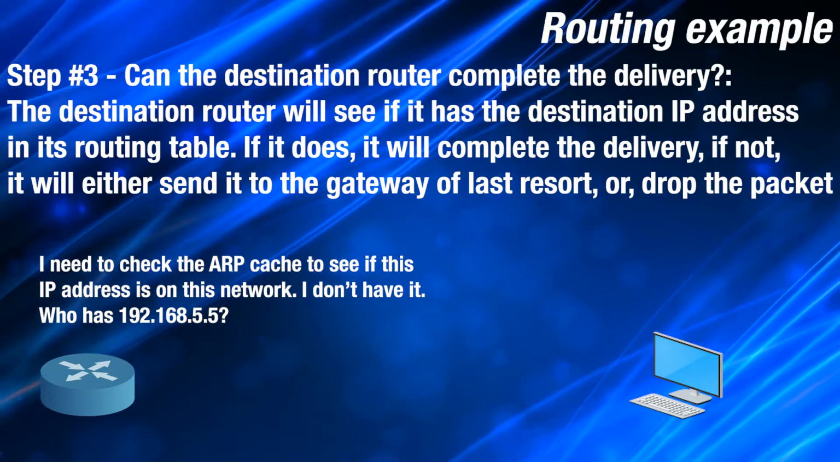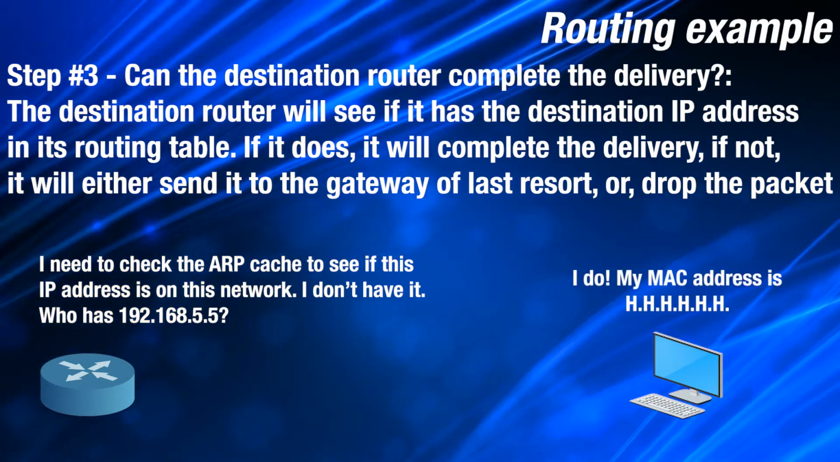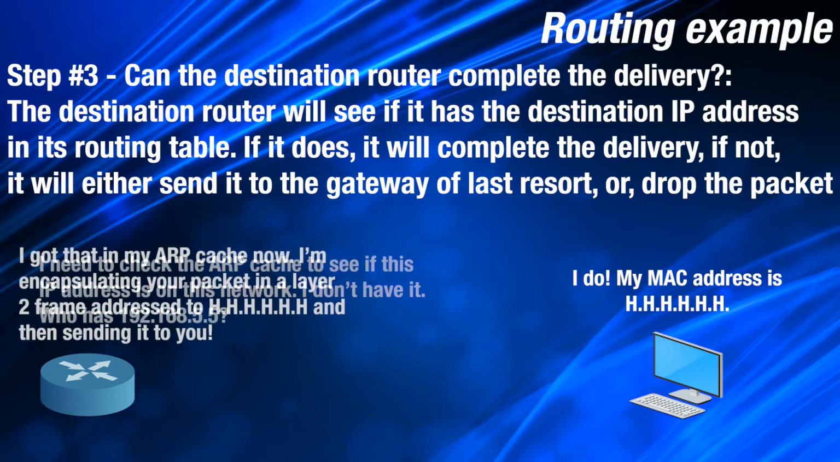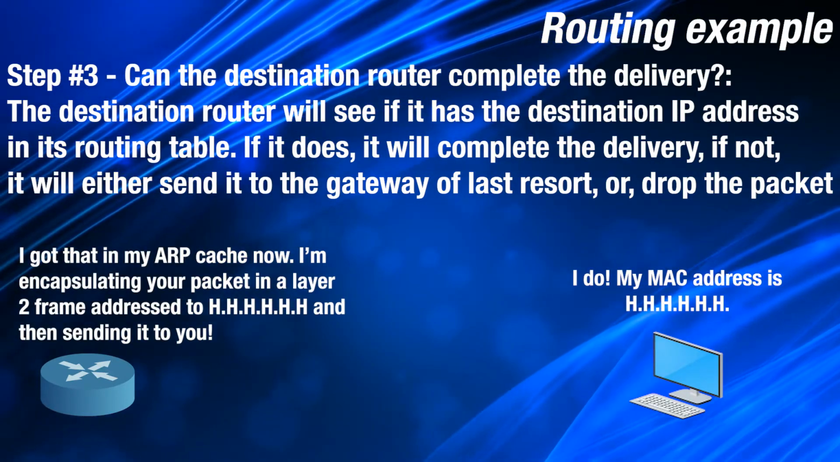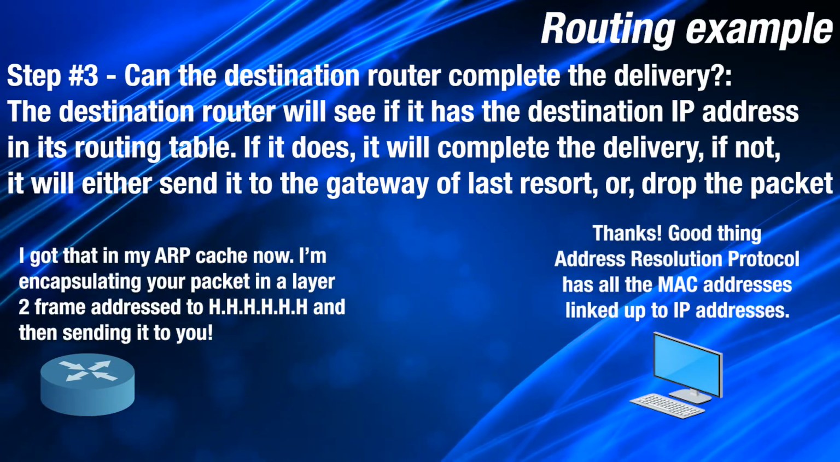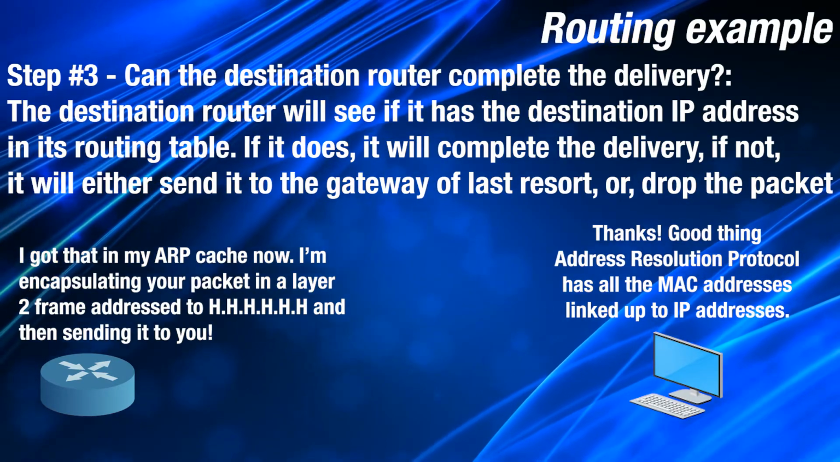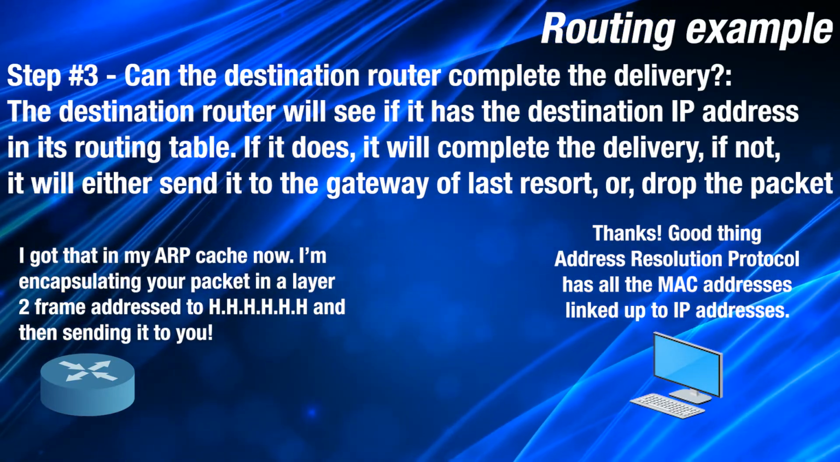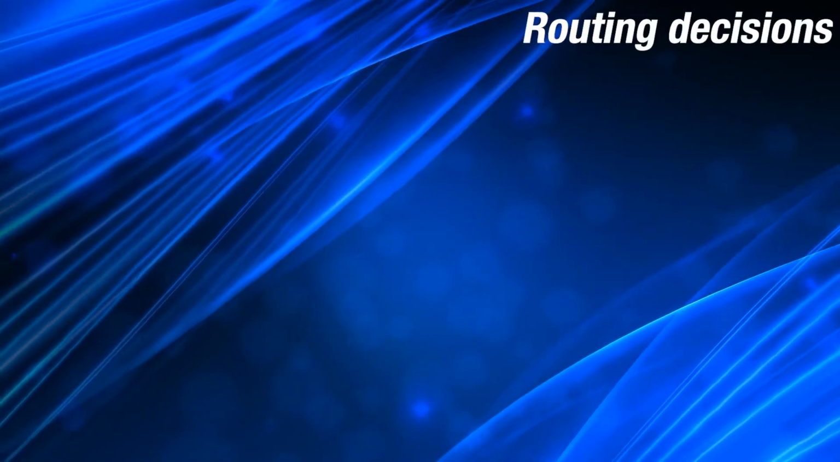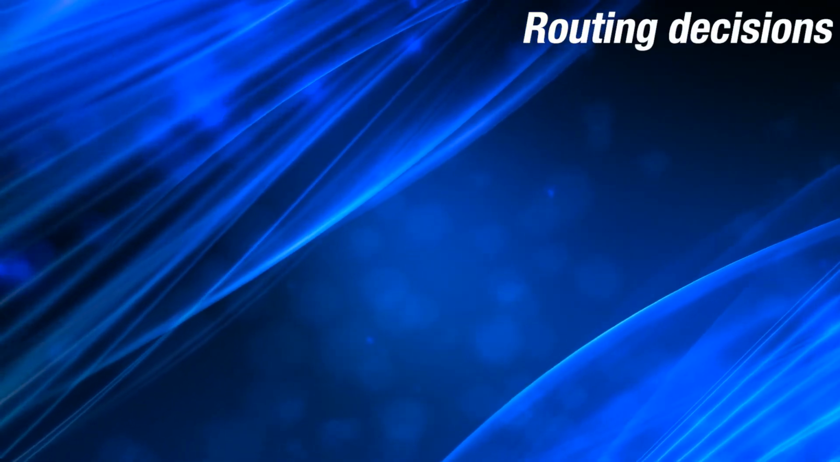ARP stands for Address Resolution Protocol, which is a way for a device to find the MAC address based off an IP address. The cache itself will map IP addresses to MAC addresses. If the router doesn't have it, it will request the MAC address with the IP address. Eventually, the packet will arrive at its destination.